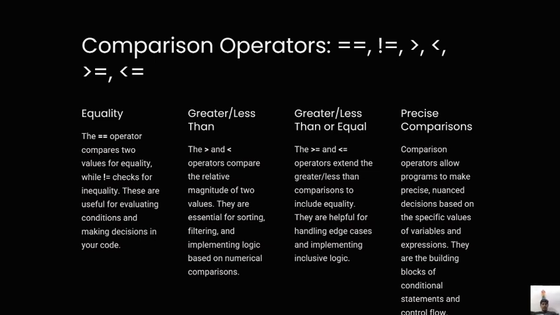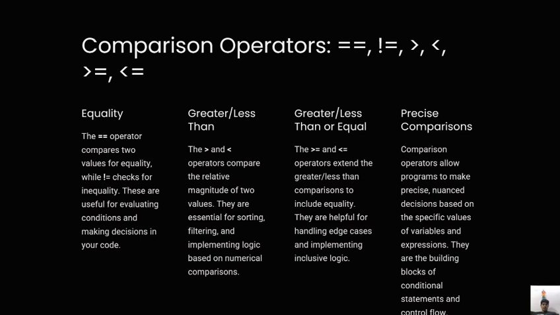Comparison operators. You can see the symbols here. The comparison operators are: equal to, not equal to, greater than, less than, greater than or equal to, less than or equal to. First, the equality operators compare two values for equality, while not equal checks for inequality. These are useful for evaluating conditions and decision making in your code.